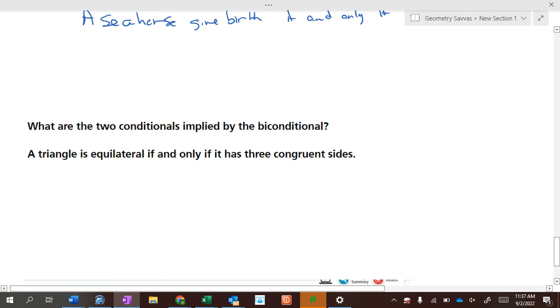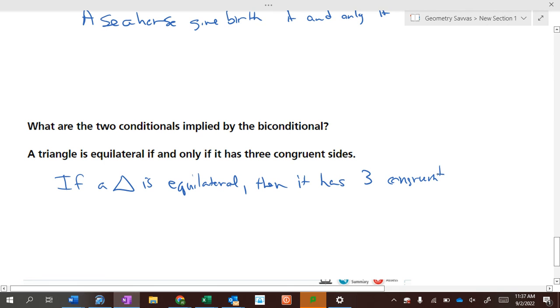A triangle is equilateral if and only if it has three congruent sides. So one statement that comes from it is if a triangle is equilateral, then it has three congruent sides. The other statement says if a triangle has three congruent sides, then it is equilateral.